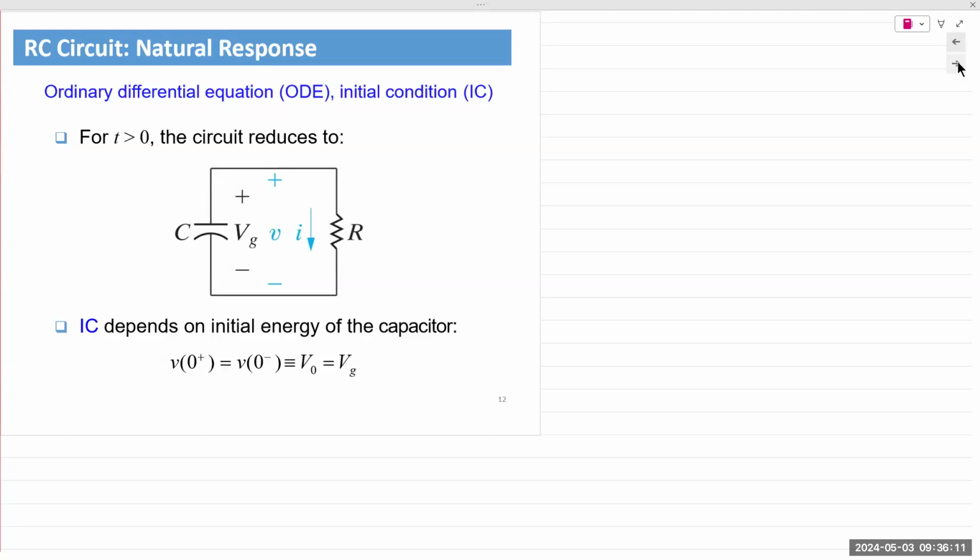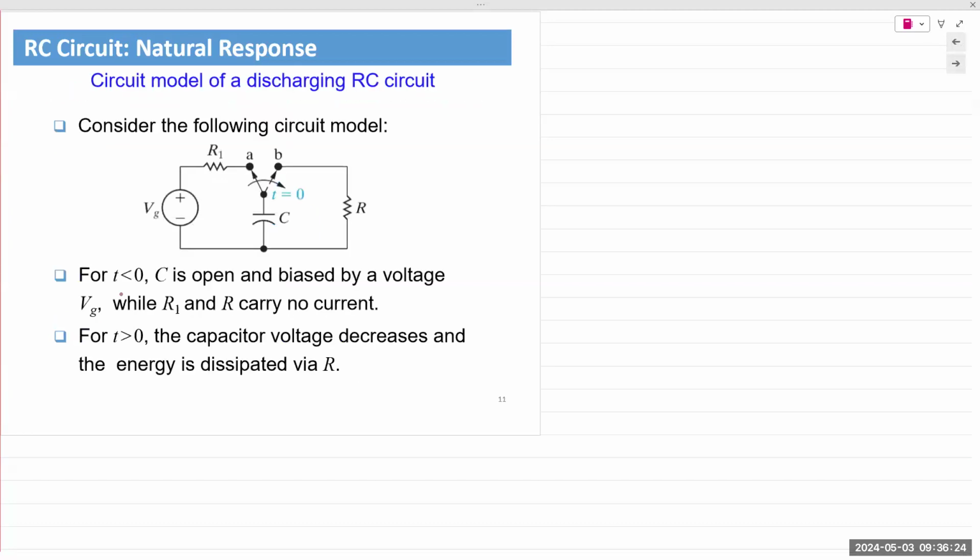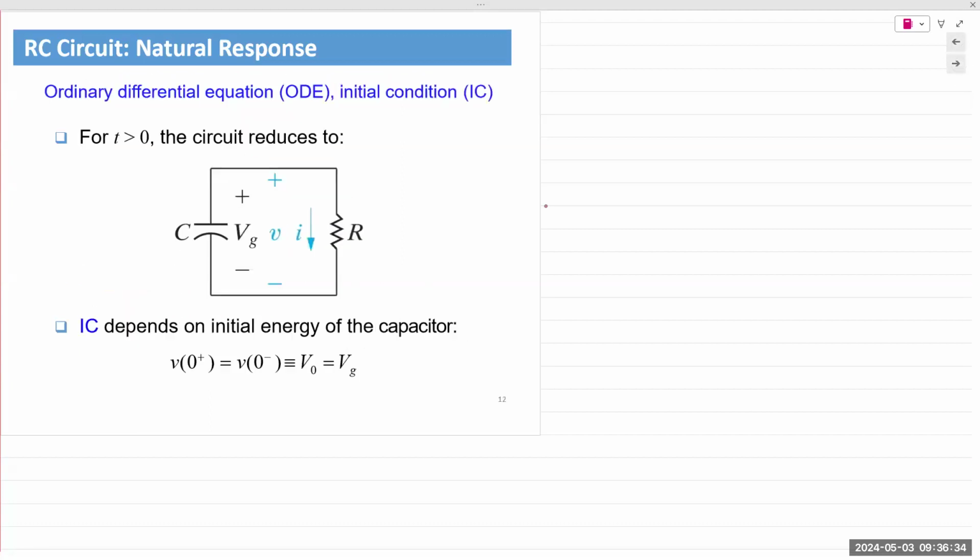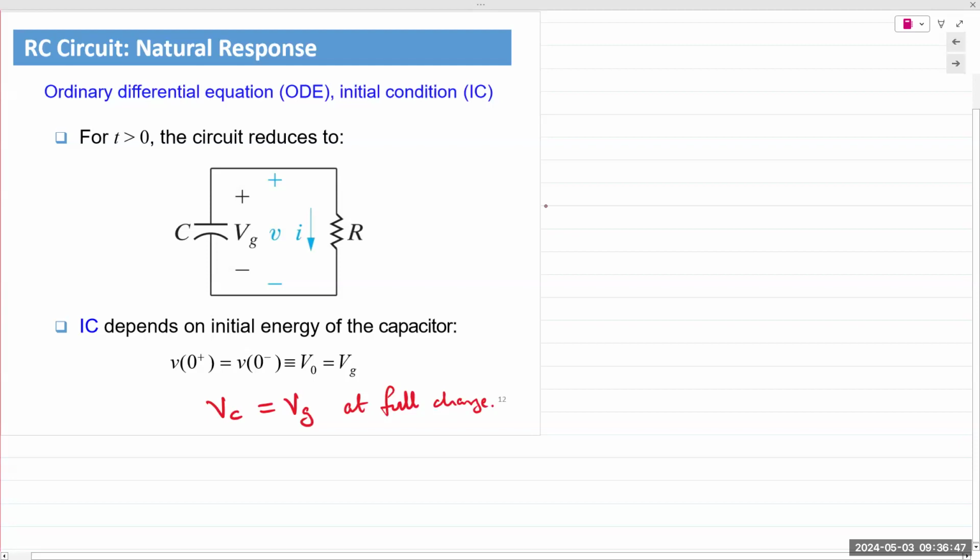When we go through the analysis, again, we need the stored energy of that capacitor. To do that, we look at the time before the switch was flipped. Before the switch is flipped, we know that the capacitor is fully charged, hence it behaves like an open circuit. If it's fully charged, the capacitor voltage VC should equal VG. Capacitor voltage VC is equal to the source voltage VG.